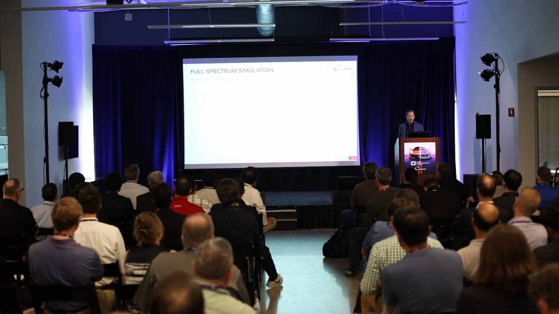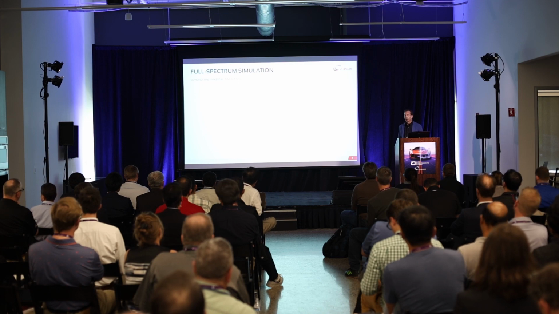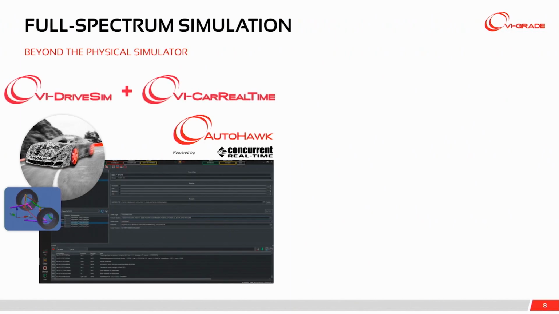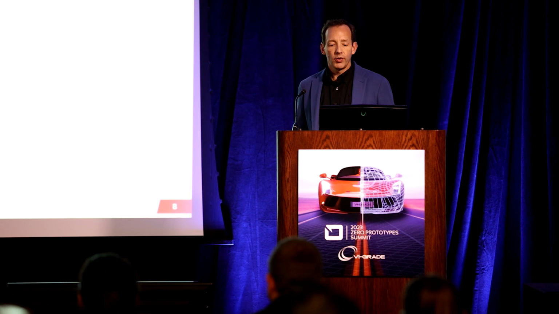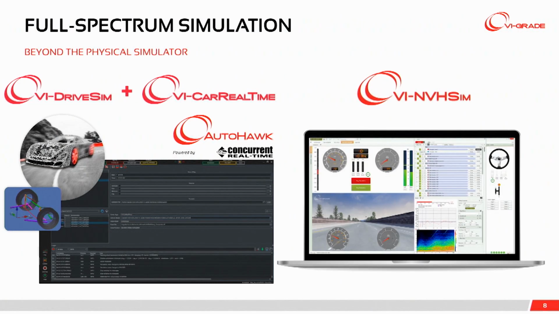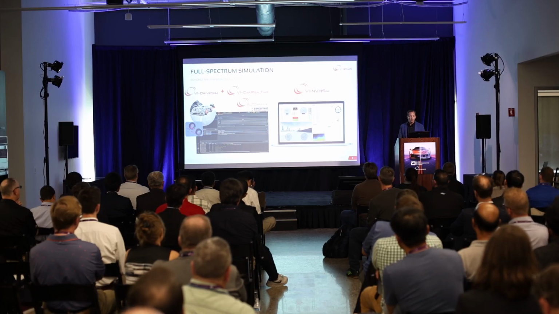So you may be wondering how all this operates, what kinds of models are used to provide the information to control this simulator. So here we're really combining two separate technologies into one. For the motion, the ride, the handling, the low frequency vibration, we're using the standard VI-grade software stack, including the VI-DriveSim, CarRealTime, and used in conjunction with the AutoHawk. For sound and vibration, we're using the NVH simulator software to provide the sound and vibration portions synchronized to the motion. And the visual environment, of course, is provided by WorldSim.